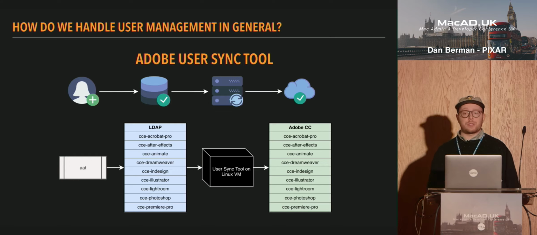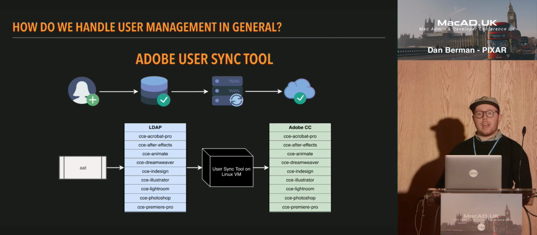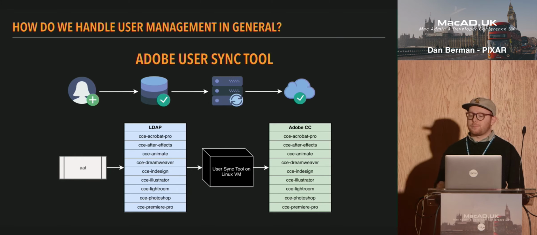We have a bunch of groups in LDAP that the User Sync tool maps to equivalent groups in our admin console. And so whenever a user gets added to an LDAP group, that automatically triggers, and the user gets added to the group in the admin console, which triggers an entitlement for them. So all we have to do to give somebody entitlement is just add them to an LDAP group. And we can add somebody to an LDAP group in any number of ways, and it's highly automatable.